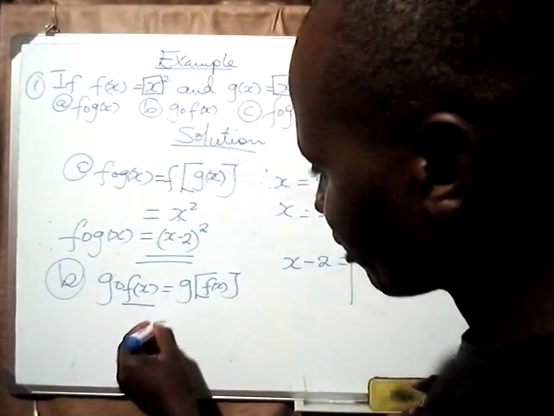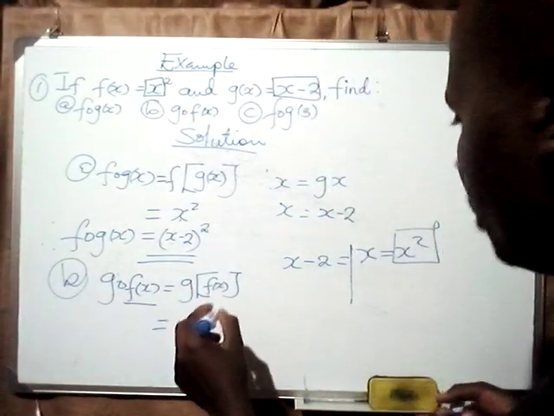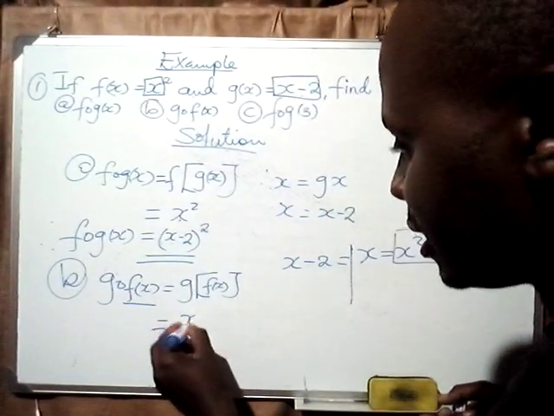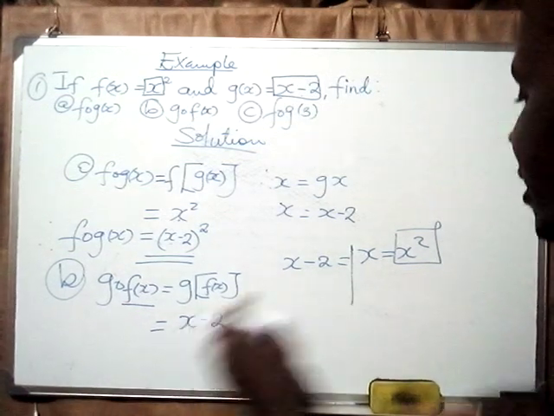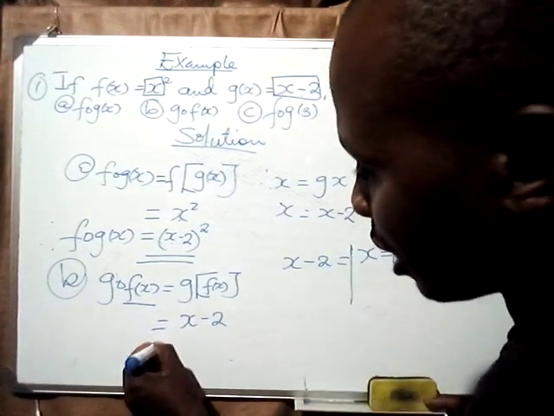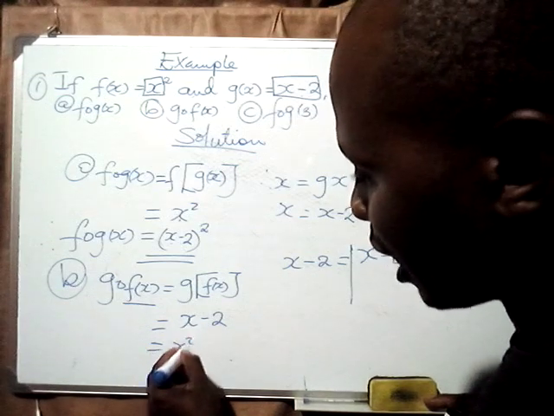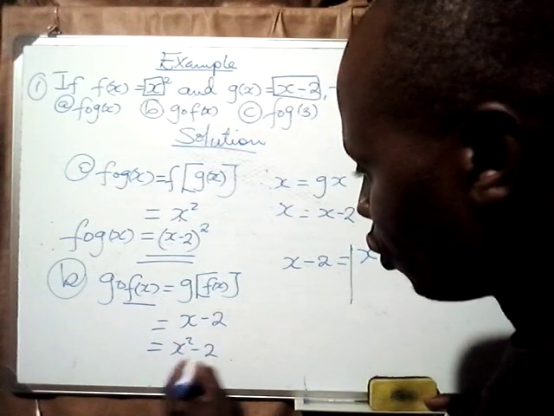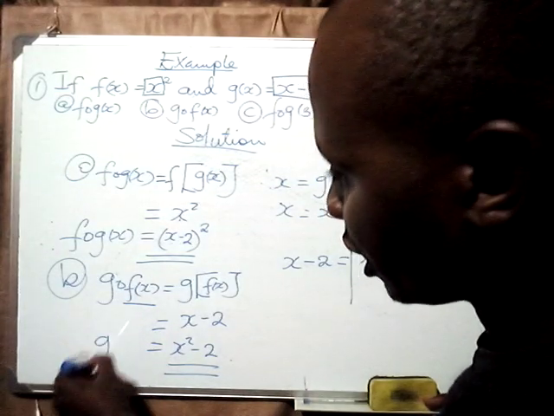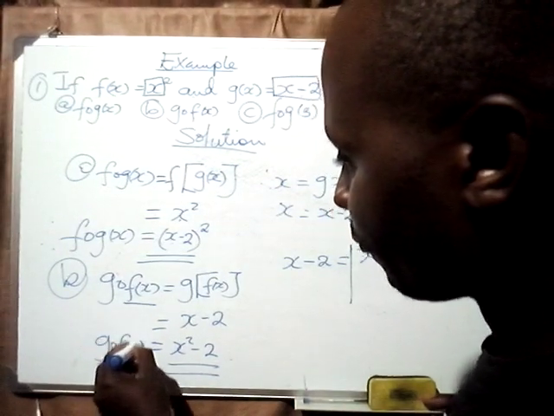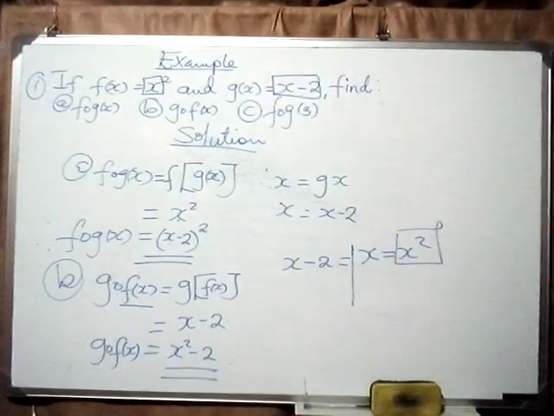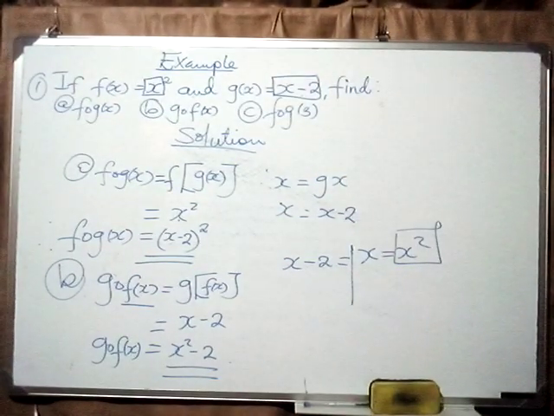So our next step, we are going to write it as x minus 2, but where there is x, we replace it with that square. So it will be x squared minus 2. So g of f of x is equal to x squared minus 2.